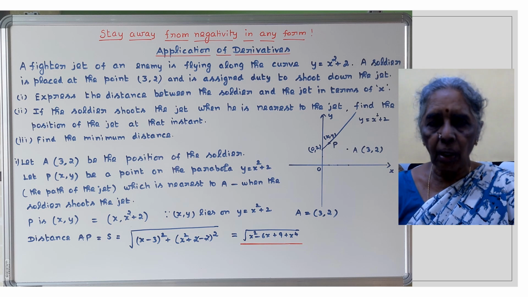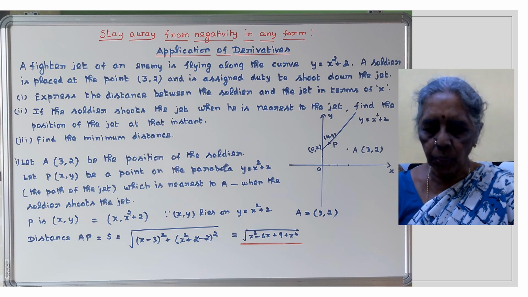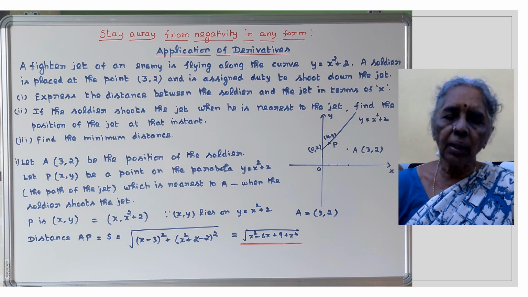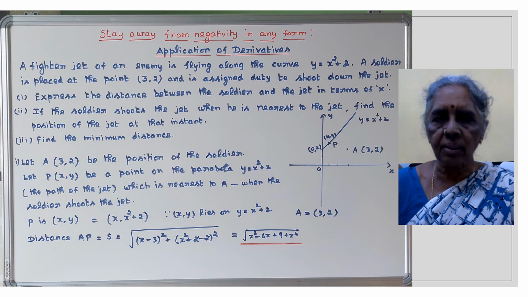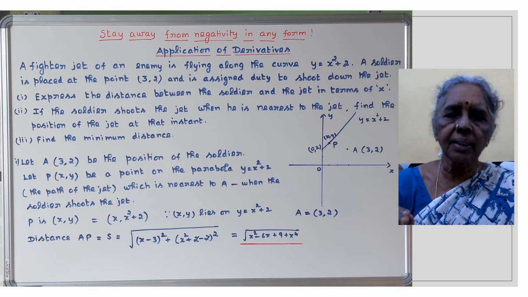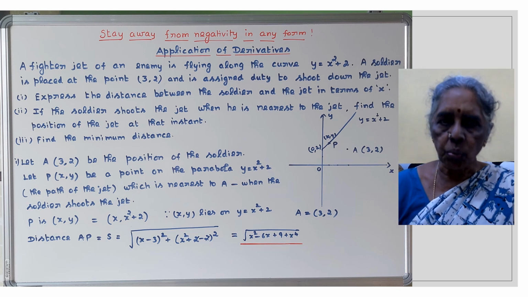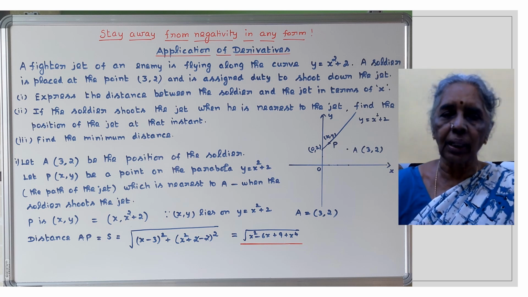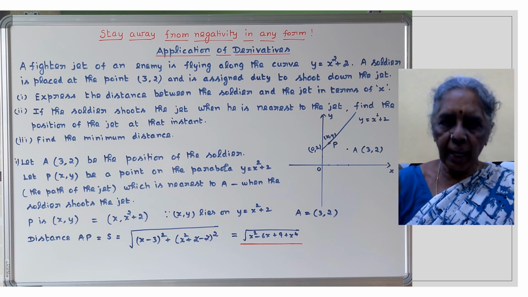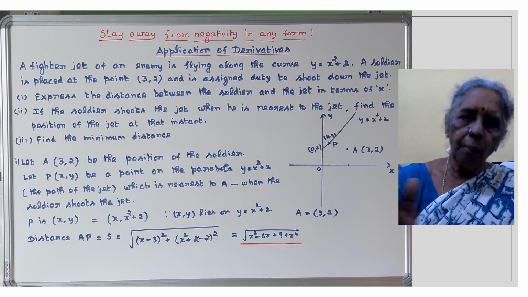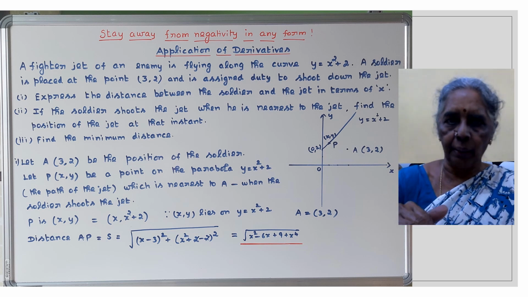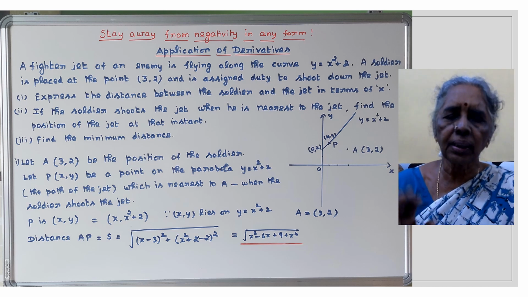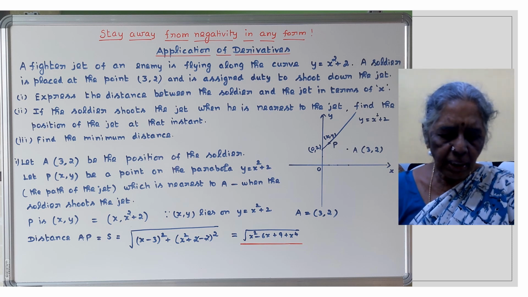Now, let us mark the point A (3, 2), that is where the soldier is placed. Let us mark another point P (x, y) on the parabola, which is the nearest point, that is where the soldier shoots down the jet. Okay, so this is the figure. One parabola, that is the path of the jet. A is the point where the soldier is standing. P is the nearest point on the parabola, that is the path of the jet, where the soldier shoots down the jet.